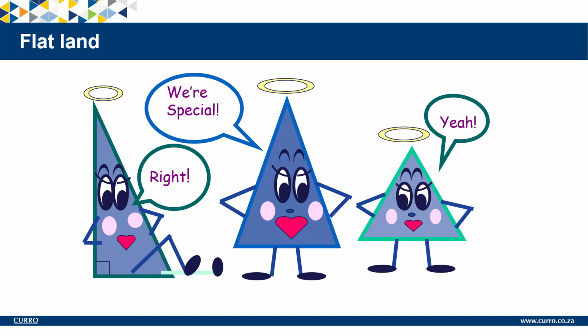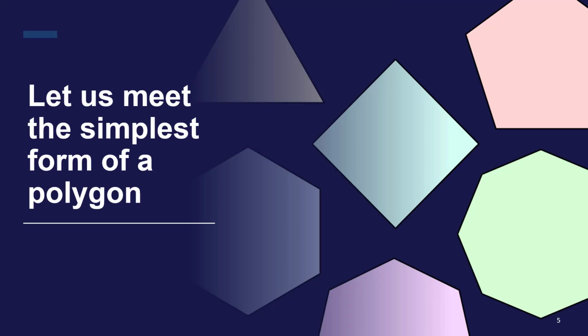So we are in flat land. All our shapes are flat. And of course the triangles think that they are very special. So let us meet the simplest form of a polygon. And if you put these triangles together, it can later form a beautiful three-dimensional structure.